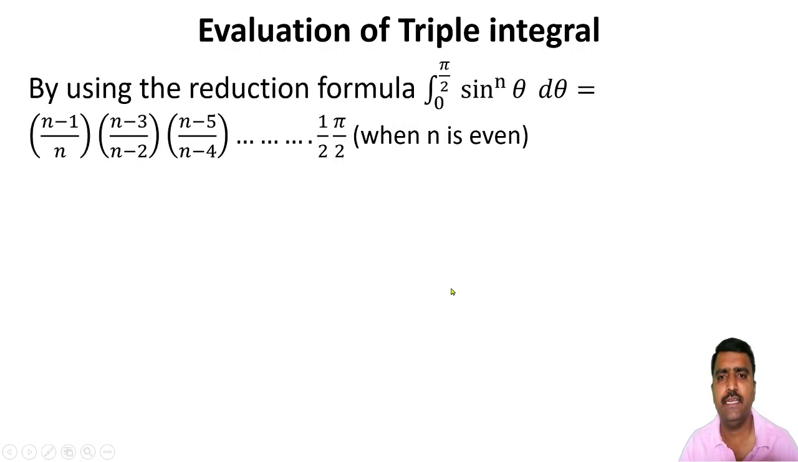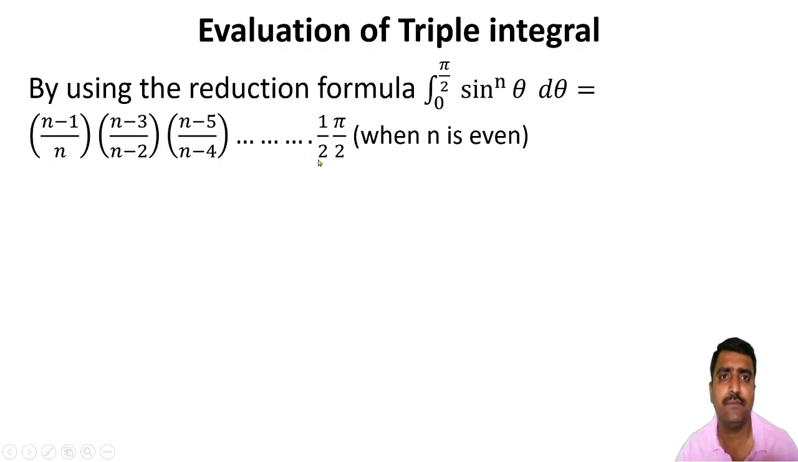Okay, next step, we have to integrate this. To integrate this, we are using the reduction formula. I think you are familiar with the reduction formula. In first BSc integral calculus, you all studied the reduction formula for integration from 0 to pi by 2 sine to the power of n x dx. We are using the same: 0 to pi by 2 sine to the power of n theta d theta can be written as (n minus 1) by n into (n minus 3) by (n minus 2) and so on, into pi by 2. We take this pi by 2 when n is an even number. If n is an odd number, we do not take this pi by 2.